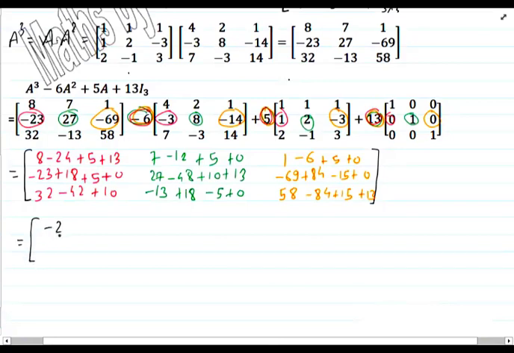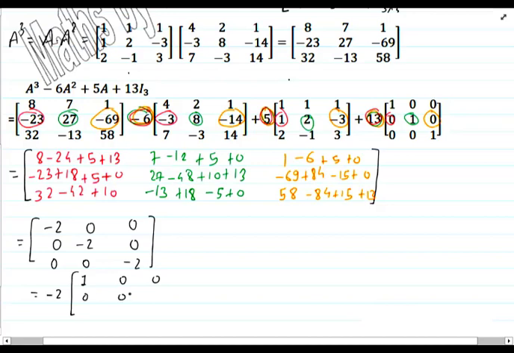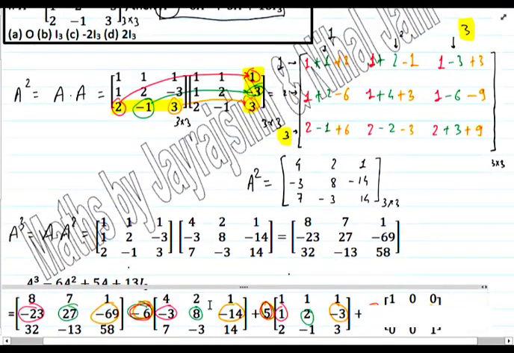You will get minus 2, 0, 0, 0, minus 2, 0, 0, 0 and minus 2, which is actually, after taking minus 2 common, 1 0 0, 0 1 0 and 0 0 1, which is actually the identity matrix. So the final answer is minus 2 I3. Option C is your final answer. Ta-da!